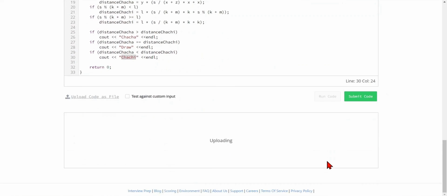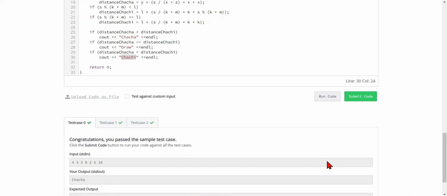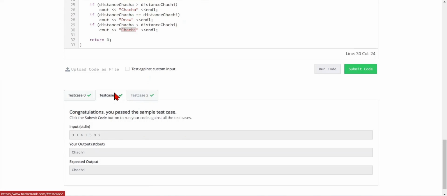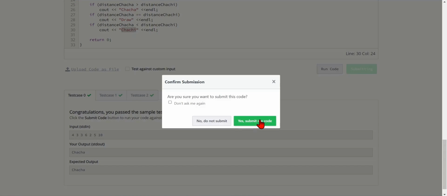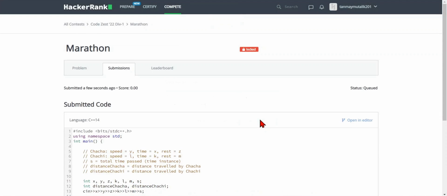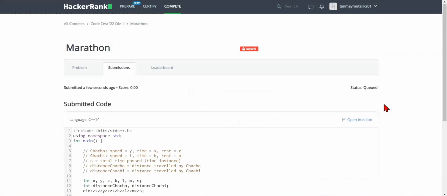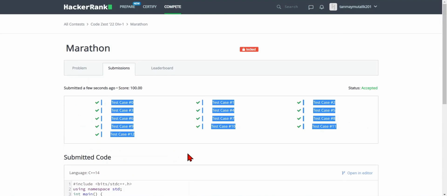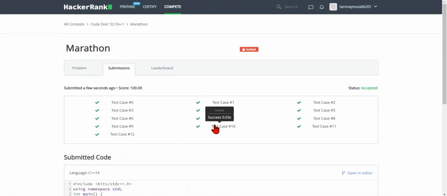Let's try to run the code. Yeah, you can see all test cases are submitted successfully. Let's submit the code. Okay, code submitted. You can find here all test cases are passed. So this was the solution. Thank you.